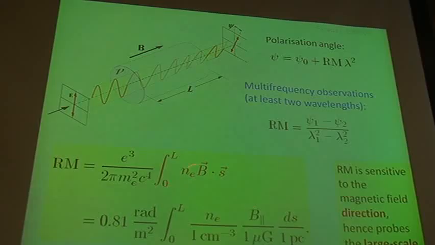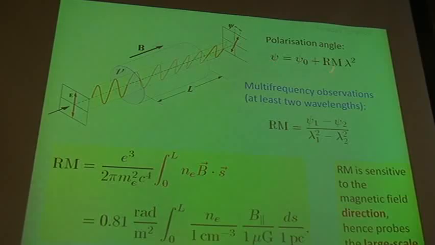So, if only we could measure this coefficient of proportionality in this dependence of polarization angle on lambda squared, we would be able to know the weighted value of the magnetic field along the line of sight. And this Rm can more or less easily be obtained from multi-frequency observations. Imagine this psi naught. We should discuss where it comes from. Suppose it's unknown.